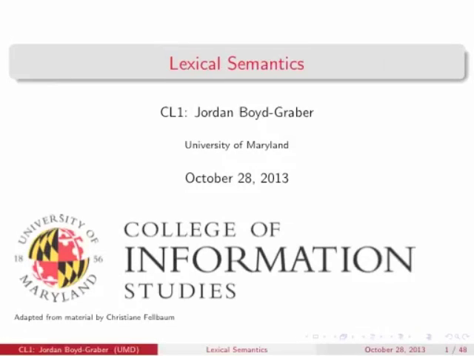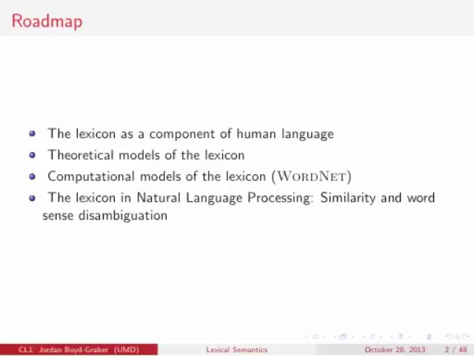Today we're talking about lexical semantics. We're going to first talk about this concept of a lexicon, all of the words in a language, and how that's represented in a human brain, and how we also represent it computationally. In particular, we're going to talk about one representation of the lexicon called WordNet, and then how it's used in natural language processing for similarity judgments and the task of word sense disambiguation.